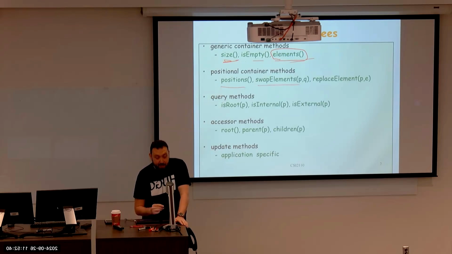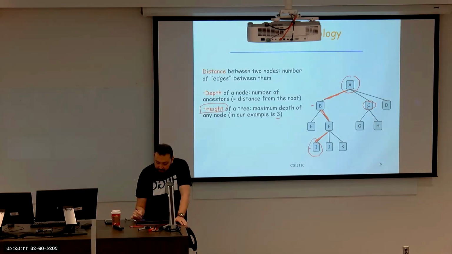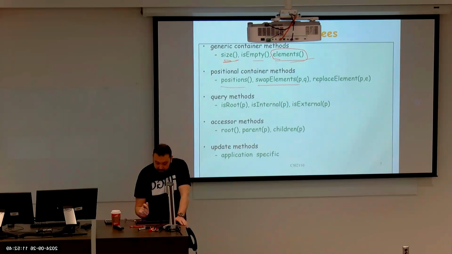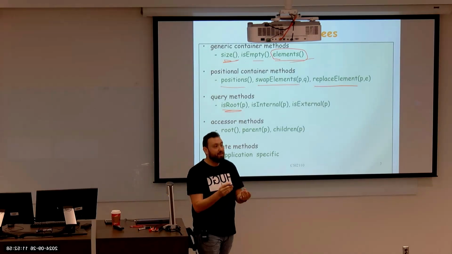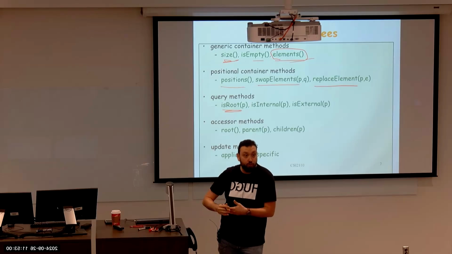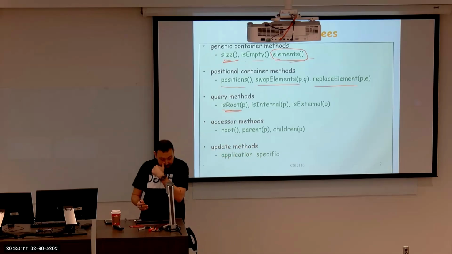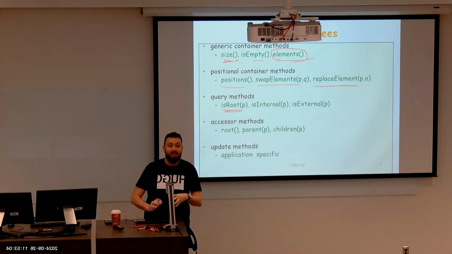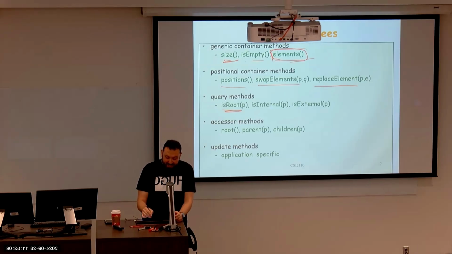And then we want to be able maybe to what? Swap elements. So I want to swap C by G, for example. So all of these are what? Methods. Replace element. Now, I want to be able to check if a specific node is the root or not. Also, I want to be able to know, is it an internal node or external node? So all of these operations make this an ADT.